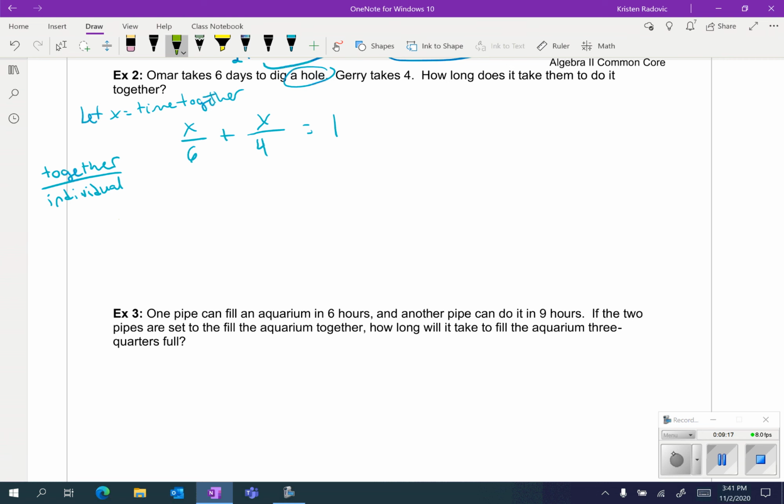You're going to find your LCD, which between 6 and 4 is kind of like the last problem. The least common denominator is 12. You could do this problem with 24, but you're going to have to simplify a little more. Rewrite the equation out with spaces. And write the integer 1 as a fraction, 1 over 1.